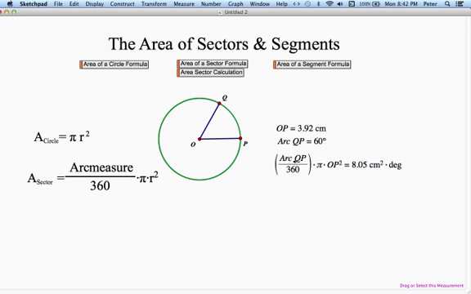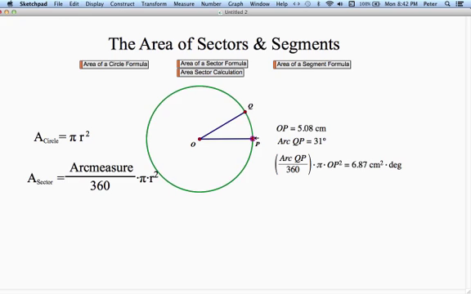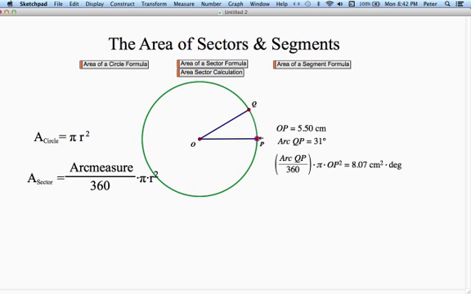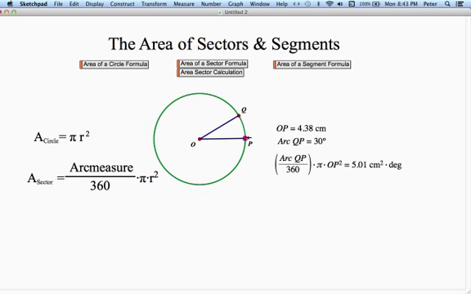Okay, notice over here that as I manipulate the measure of angle O, or angle QOP, it changes not just the arc QP, but it also changes the area of the sector. The area of the sector is dependent not only on the central angle, or the measure of the arc, but it's also dependent upon the size of the circle. You can see that as I increase the size of the circle, while the measure of the angle doesn't change much, certainly the area of the sector changes.